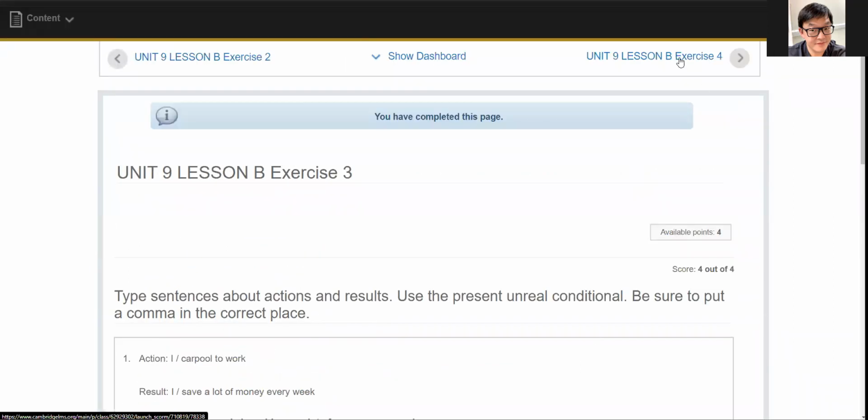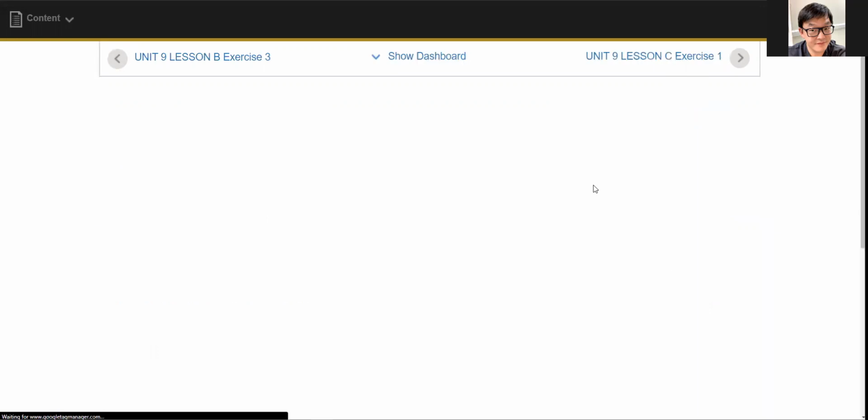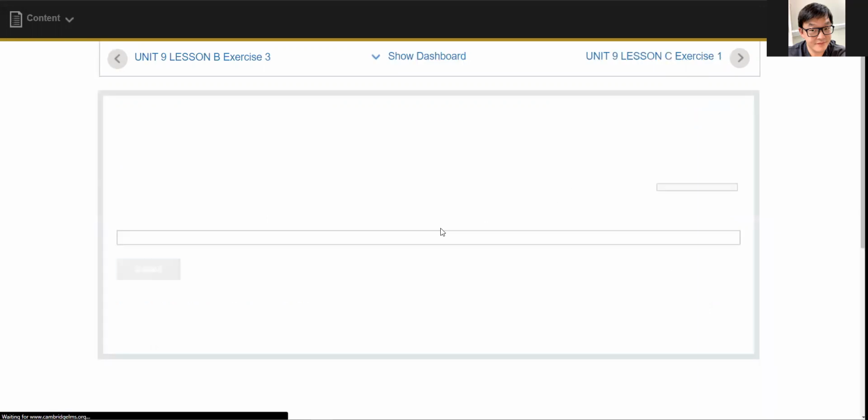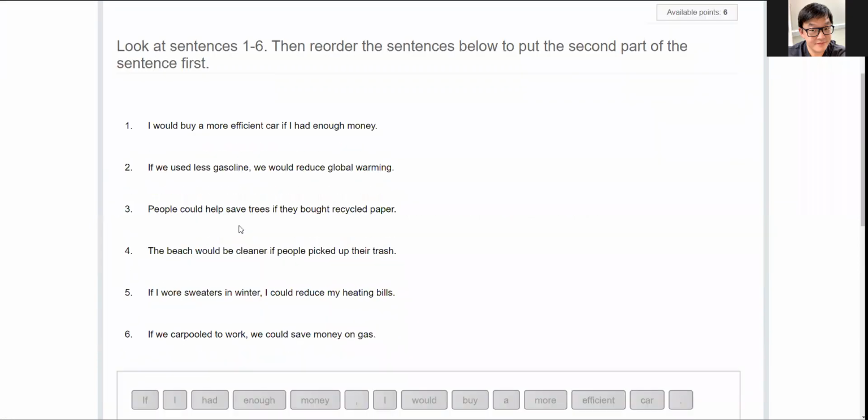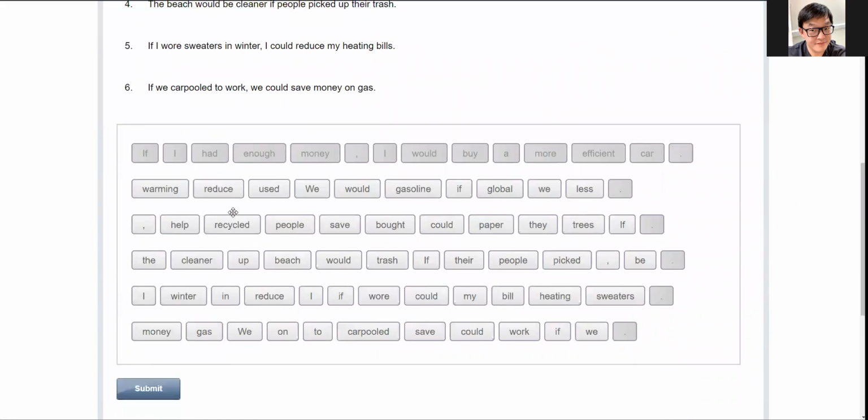So let's go to our exercise 4 before we go for a break. Exercise 4. So now look at sentences. Look what you have to do. Rewrite each sentence a different way. Put the second part of the sentence first. So what you have to do is reorder. Look at sentences 1 through 6, then reorder the sentences below to put the second part of the sentence first.